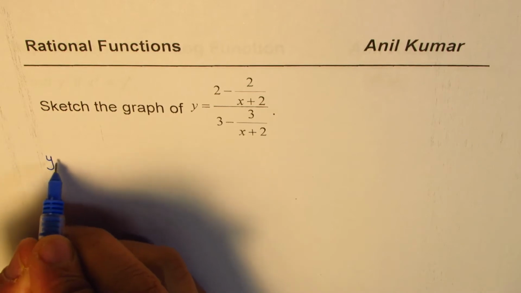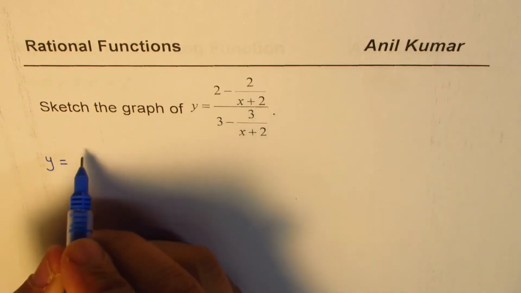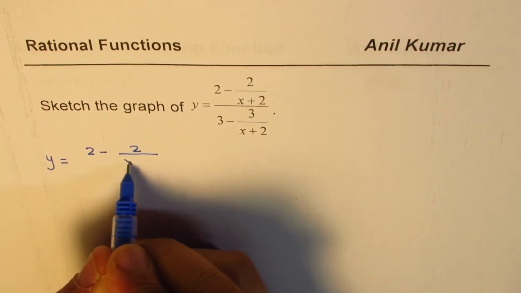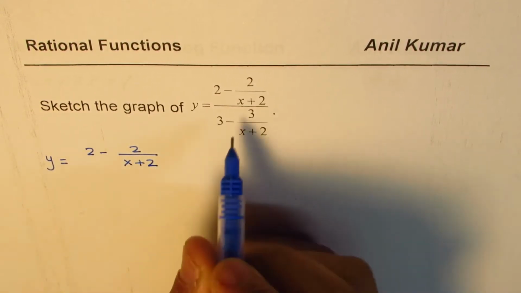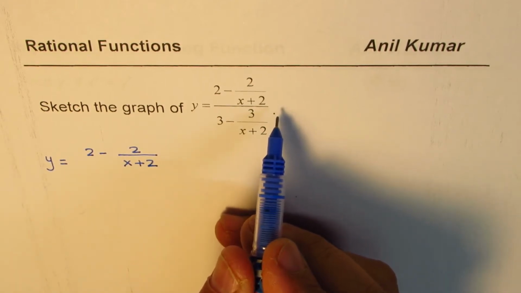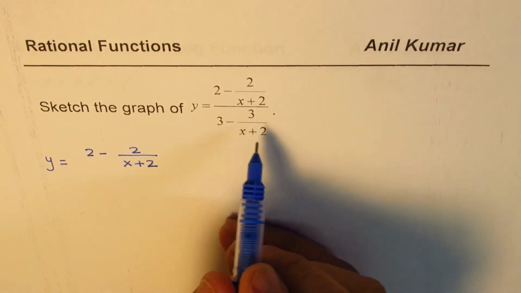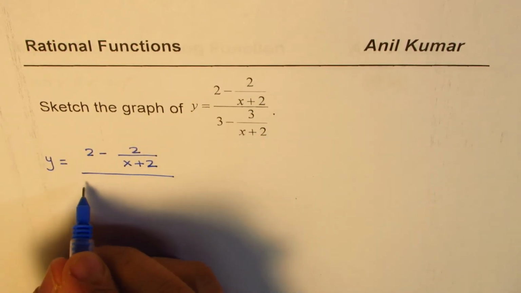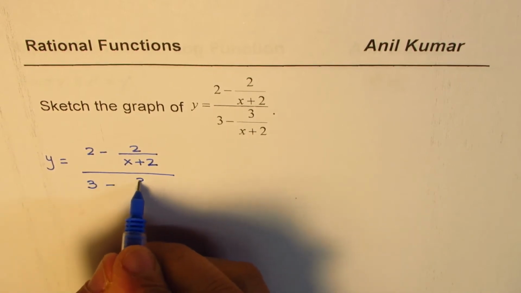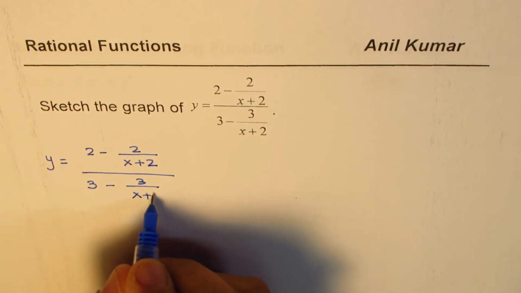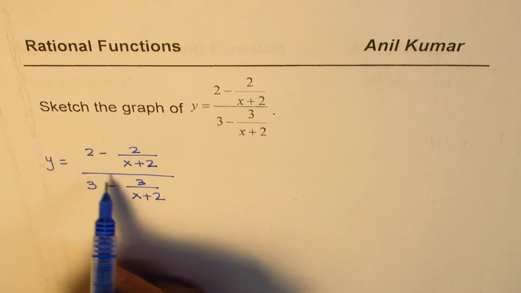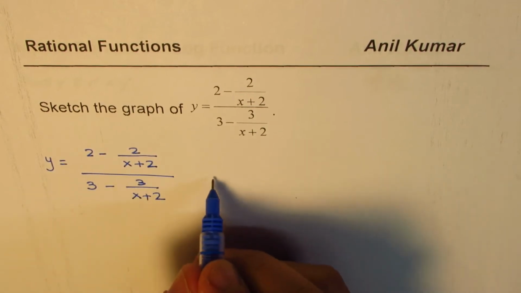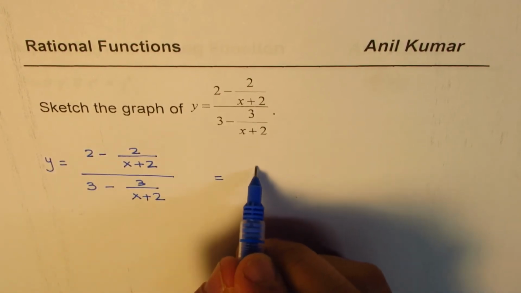So we could write this as y equals 2. Now the numerator is 2 minus 2 over x plus 2. When we say divide by, we could actually say multiply by also, right? So we'll use that concept in the next statement. Okay, so I'm just copying it as such. We have 3 minus 3 over x plus 2. Now in the numerator, we can take x plus 2 as common, correct? So let me do that. So we'll take x plus 2 common.